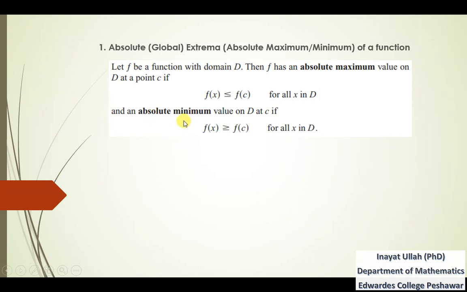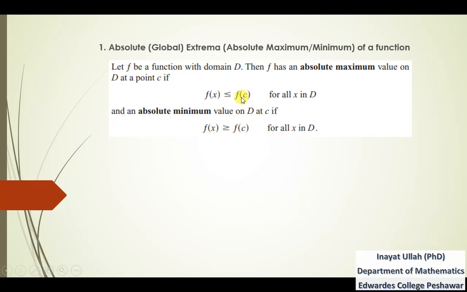Similarly, the absolute minimum value of the function at x equal to c is that functional value of f which is less than or equal to the rest of the values of the function for all values of x.